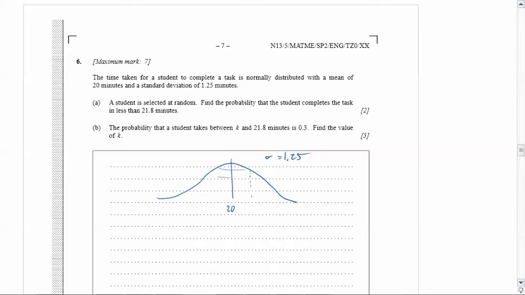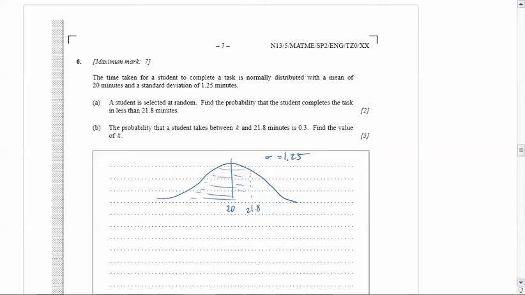Part A would be this right here, 21.8. Now, that should be easy enough. That would be this whole area. You can do that. I'm not going to go into that. If you have questions, please come ask me. And the probability that a student takes between K and 21.8 minutes is 0.3. So what I need is from 21.8 to K is 0.3.